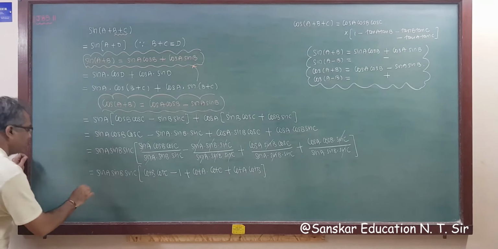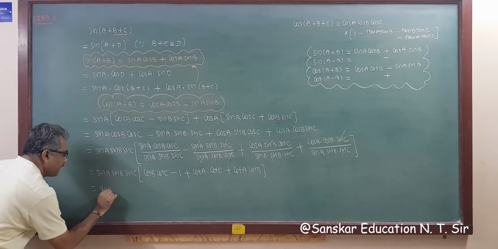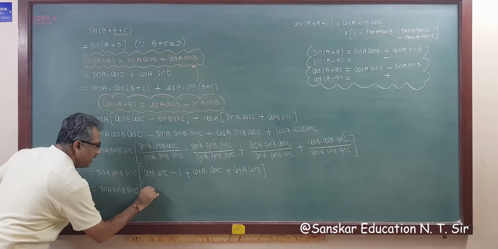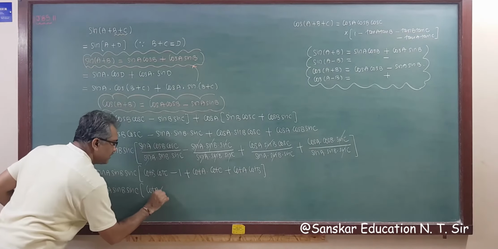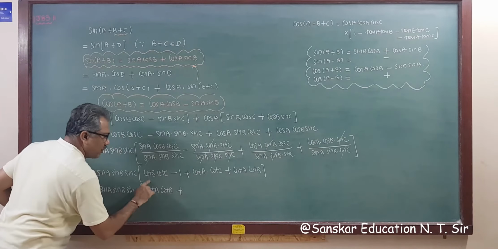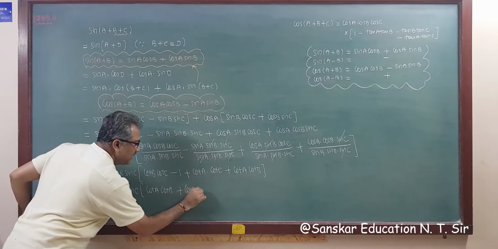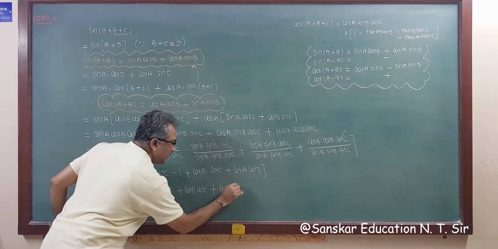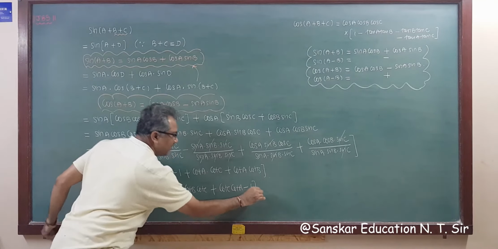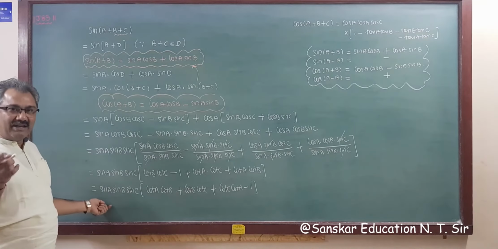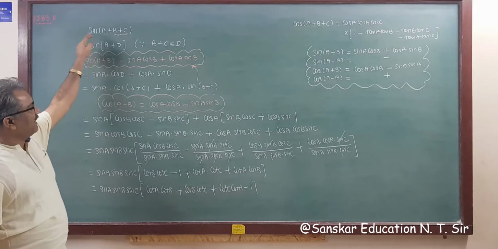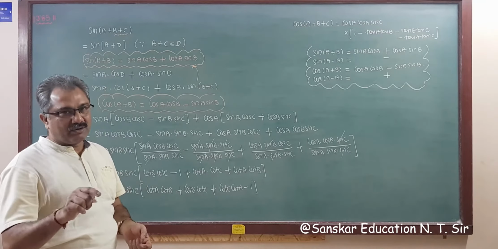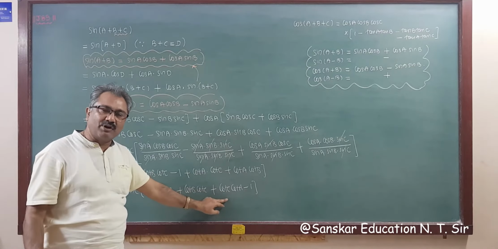So final answer will be sin A sin B sin C times cot A cot B plus cot B cot C plus cot C cot A minus 1. So this is another formula. Add in your list this formula: sin(A+B+C) is equal to sin A sin B sin C (cot A cot B + cot B cot C + cot C cot A - 1).